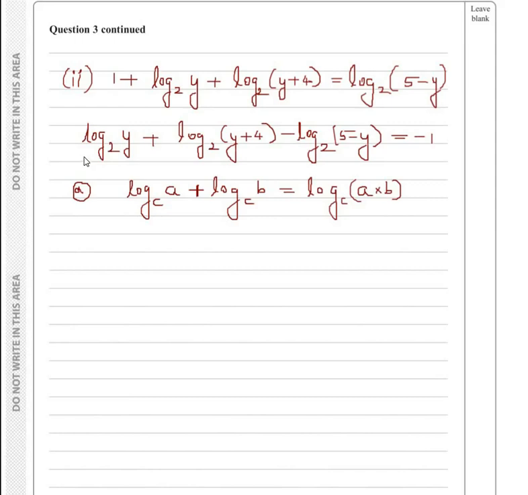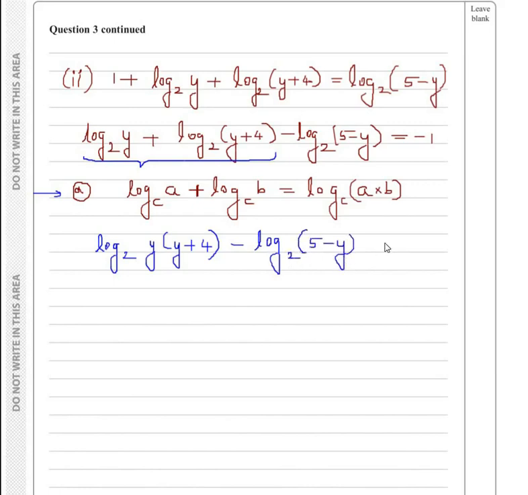So here we can see that log y is to the base 2 and log (y plus 4) is also to the base 2, and there is addition between the two terms. So using this property we are going to write it as log of y multiplied with (y plus 4) to the base 2. So we are going to multiply the terms. We will keep the third term the same. Base 2 is equal to -1.